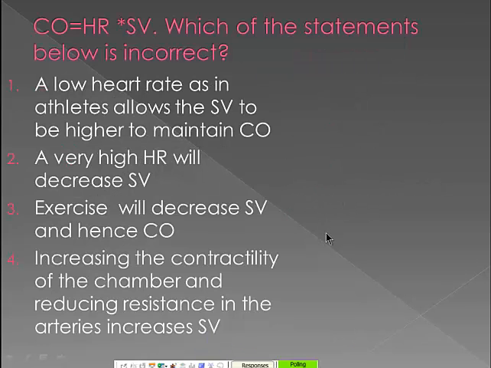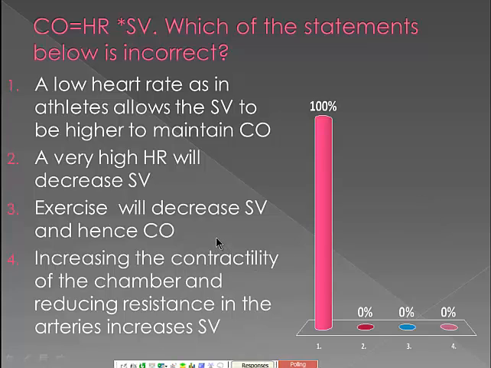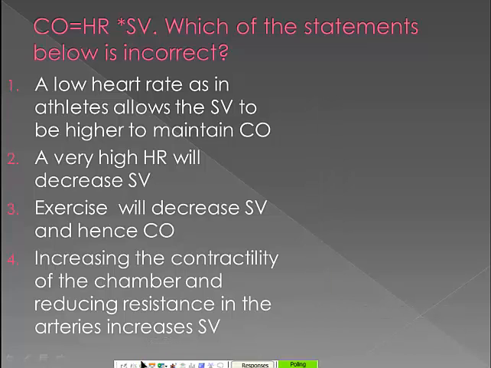So let's look at this question and see. Cardiac output is heart rate times stroke volume. So which statement here is incorrect? Excellent, yes. I'm sorry, you guys got it wrong. The correct answer here actually is, and I'm going to re-poll it again, so I want you all to think this over. You didn't read it properly. A low heart rate in an athlete allows the stroke volume to be higher to maintain cardiac output. This is true. I'm asking you which statement is incorrect, so look at it carefully.